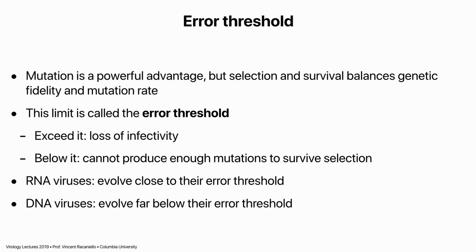What's an important consideration here when we talk about mutation frequency is the error threshold. So as I think I've begun to show you, mutation is a very powerful tool for viruses. It allows viruses to evolve. But as you must guess, you can't have too much mutation and you can't have too little of it. If you go over this error threshold, you lose infectivity. And if you're too far below it, you also lose infectivity. I'm going to show you an experiment that shows that RNA viruses are evolving very close to their error threshold, and DNA viruses are way below it.